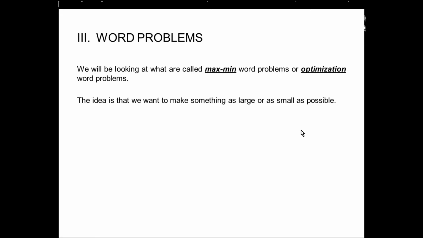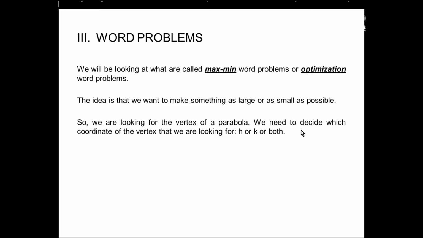Now, you will see the max-min problems in their full glory should you go to calculus. We have to look at just special cases here, the quadratics. So we're looking for the vertex of a parabola. We need to decide which coordinate of the vertex we're looking for. Are we looking for h or k or both? Sometimes because of the confusion with h and k, I like to say first coordinate of the vertex, second coordinate of the vertex. Okay, so you have to figure out, am I looking for h or k or both?